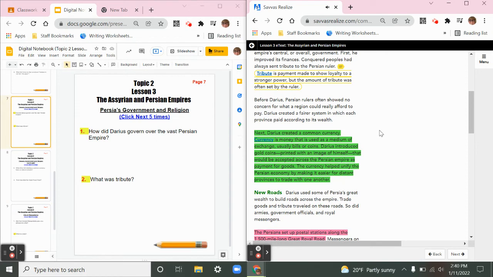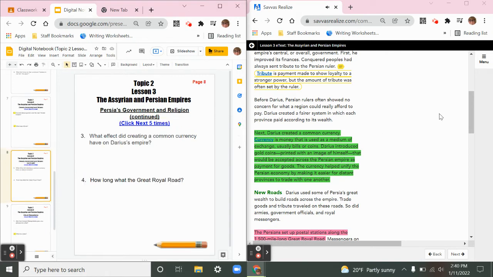But the amount before Darius, Persian rulers often showed no concern for what a region could really afford to pay. Darius created a fairer system in which each province paid according to its wealth. Next, Darius created a common currency. Currency is money that is used as a medium of exchange, usually bills or coins. Darius introduced gold coins, printed with an image of himself, that would be accepted across the Persian Empire as payment for goods. The currency helped unify the Persian economy by making it easier for distant provinces to trade with one another.